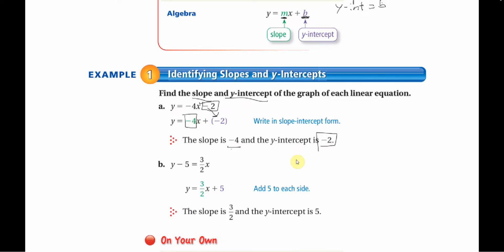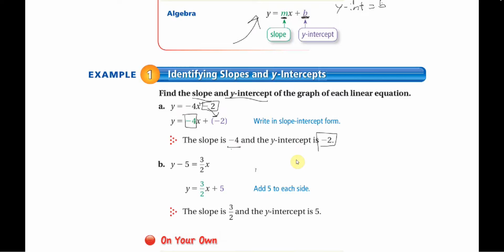Now b, this one's a little bit different in that they don't give you the equation nicely like they did in letter a. We have to get the equation into slope-intercept form. If you see at the top of your paper again, it has to look just like this, meaning y is by itself, and there's a number multiplying against x, and then plus or minus some other number. No funny business. You can't have anything next to y, and you can't have too much funny business on the other side either.